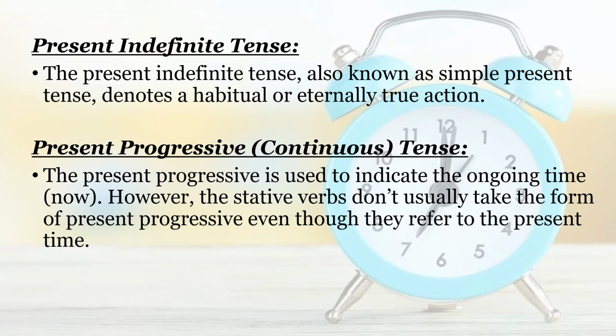Present progressive or continuous tense. The present progressive is used to indicate the ongoing time now. However, the stative words don't usually take the form of present progressive, even though they refer to the present time. Present progressive or continuous tense is basically the action that is going on when I am speaking to you. When I am telling you something, the action must be going on or continuing at the same time. So it is shown as continuous tense.